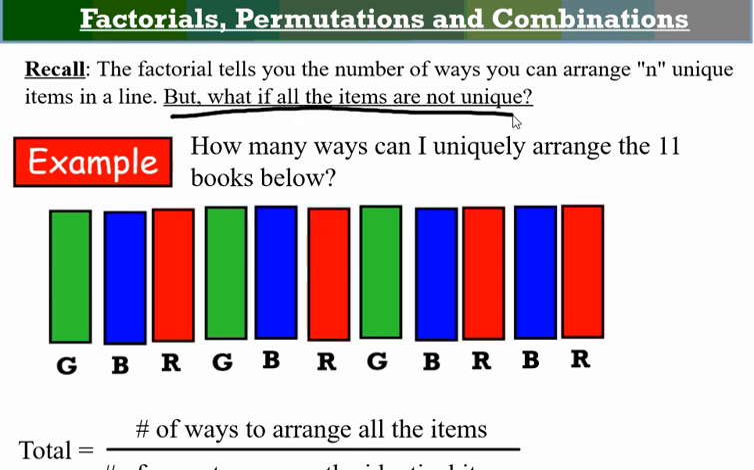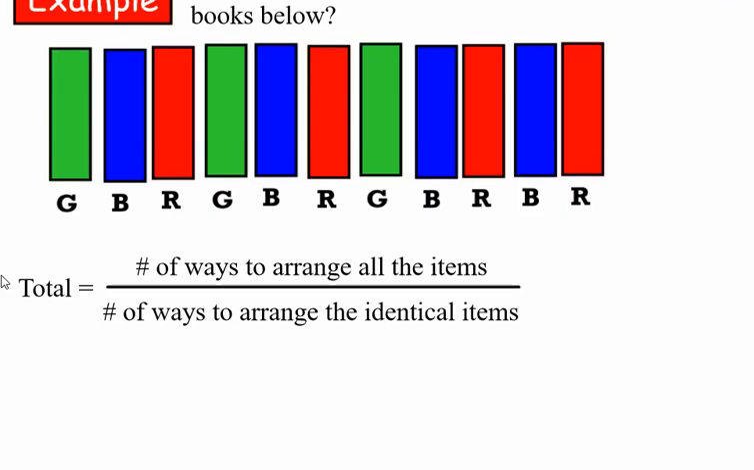So we're going to extend our book idea. Imagine I've got more than 3 books on the shelf. I've got 11 books on the shelf. However, there are some repetitions. Like I see there are 3 green books, there are 4 blue books, and there are 4 red books. How many different ways could I rearrange them in such a way that each arrangement is unique?